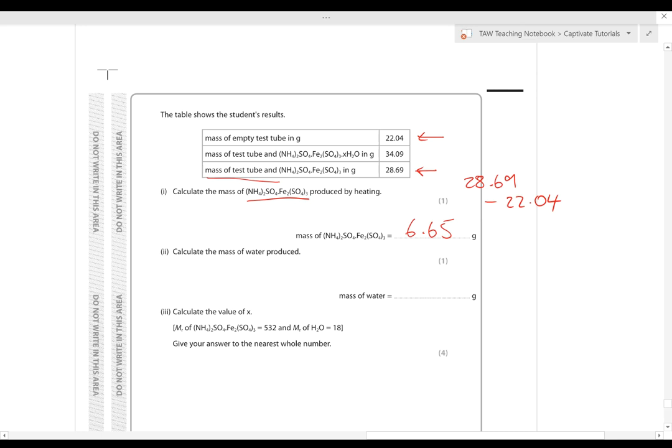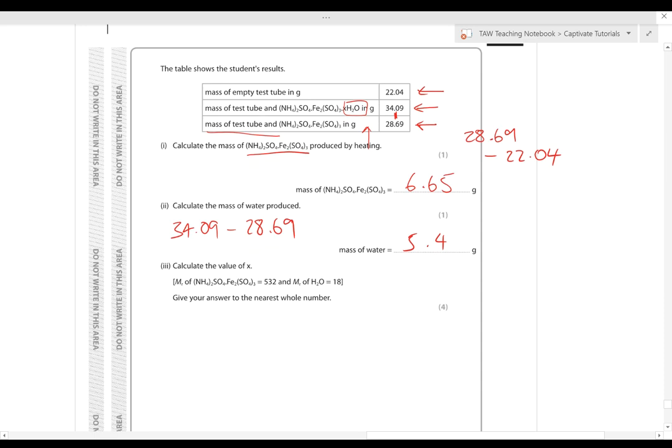Secondly, we need to calculate the mass of water produced. So this is the sample here, which contains water, and this is the value here that is without water. So it's the difference between these two values which tells us how much water has been lost. So 34.09 minus 28.69, so 34.09 minus 28.69 is 5.4 grams.